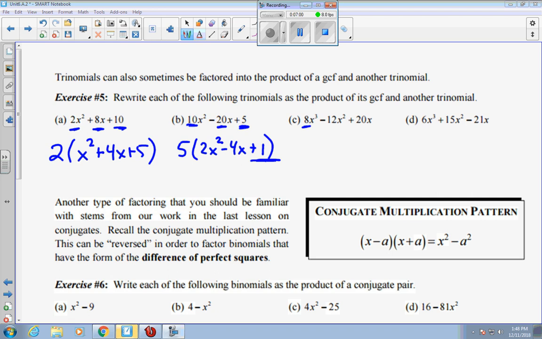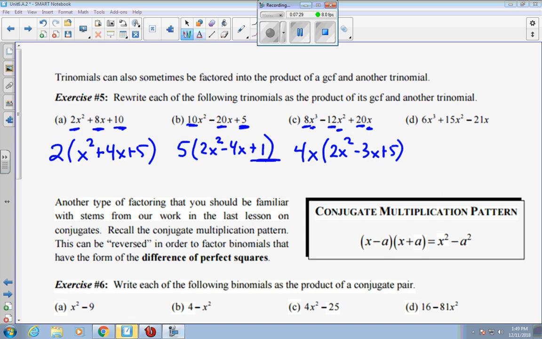C, you have an 8, a 12, and a 20. Yes, 2 goes into every single term. Bigger would be a 4, because you can't take a 6 out of every term. Now we also have an x in this one, because every single term has at least one x in it. So I have 4x, and then it says 2x squared minus 3x plus 5.